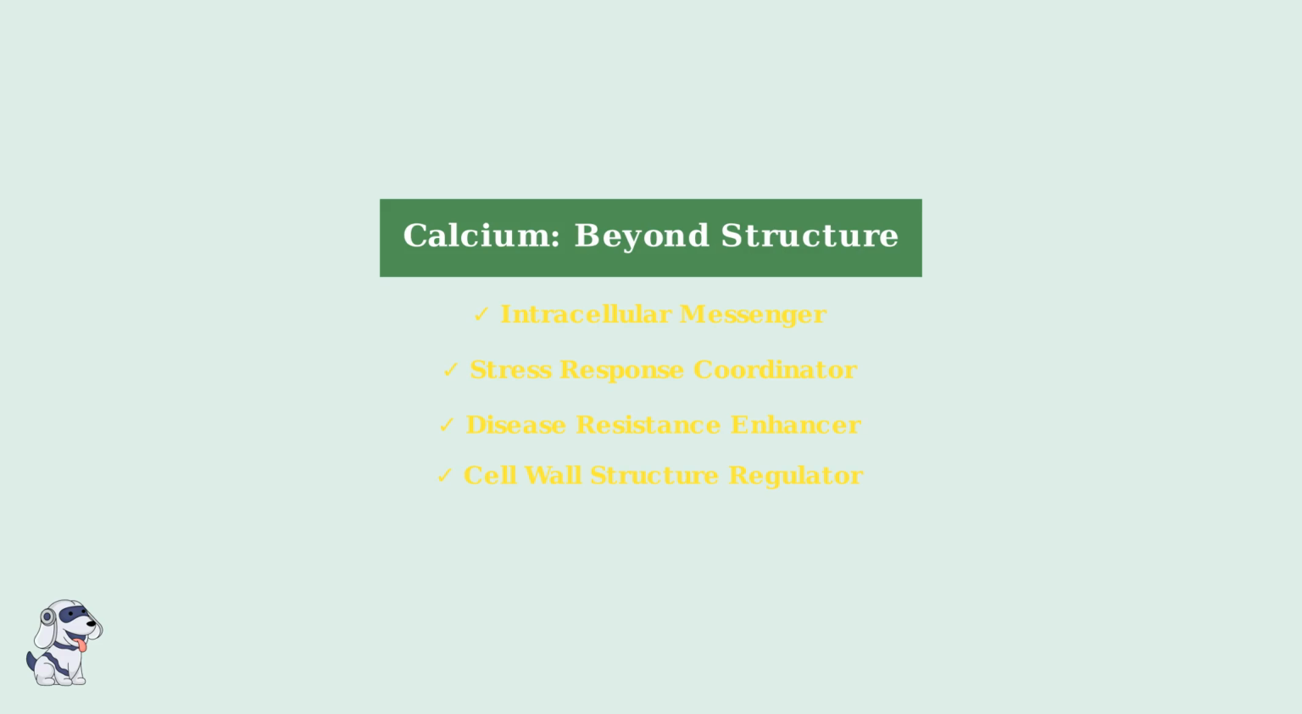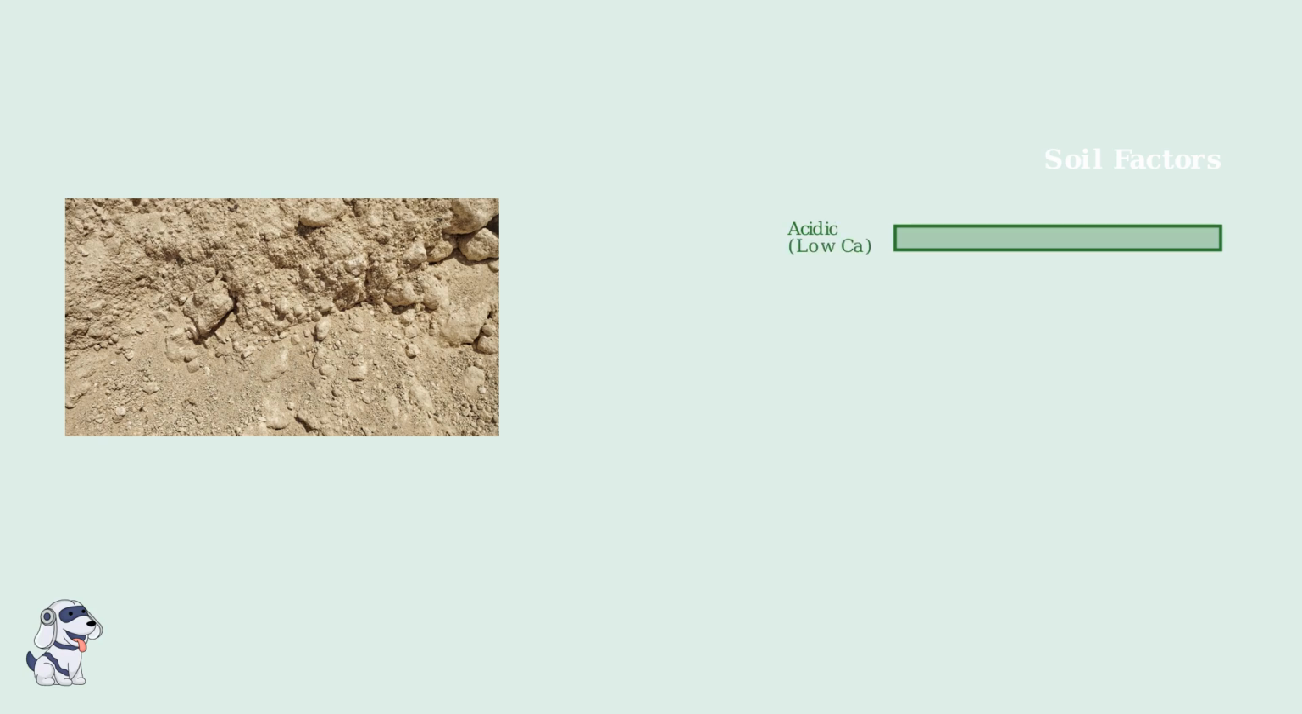Calcium accumulation in plants depends on several critical factors. The most fundamental is soil conditions, which determine how much calcium is available for plant uptake. Soil pH plays a crucial role in calcium availability. In acidic soils with pH below 6, calcium becomes less available to plants. Conversely, alkaline soils may have too much calcium, creating imbalances with other nutrients.